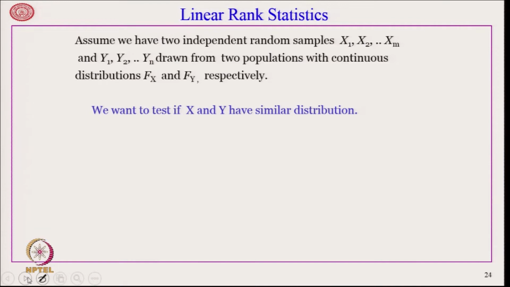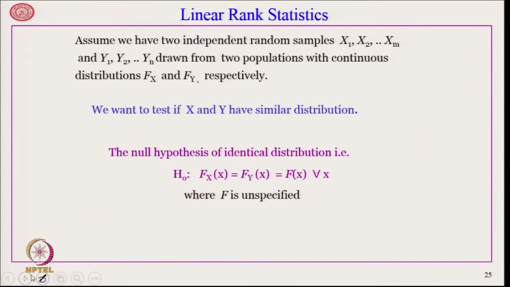Suppose we have two independent random samples x 1, x 2, up to x m from x population and y 1, y 2, up to y n drawn from another population. Their continuous distributions are f x and f y respectively. We want to test if x and y have the same or similar distribution. Thus, when we are comparing the distribution function of two different populations, we are trying to check if f x is equal to f y, equal to some common distribution function f, which is not specified to us. So, in effect we are checking if these two samples are coming from the same population.